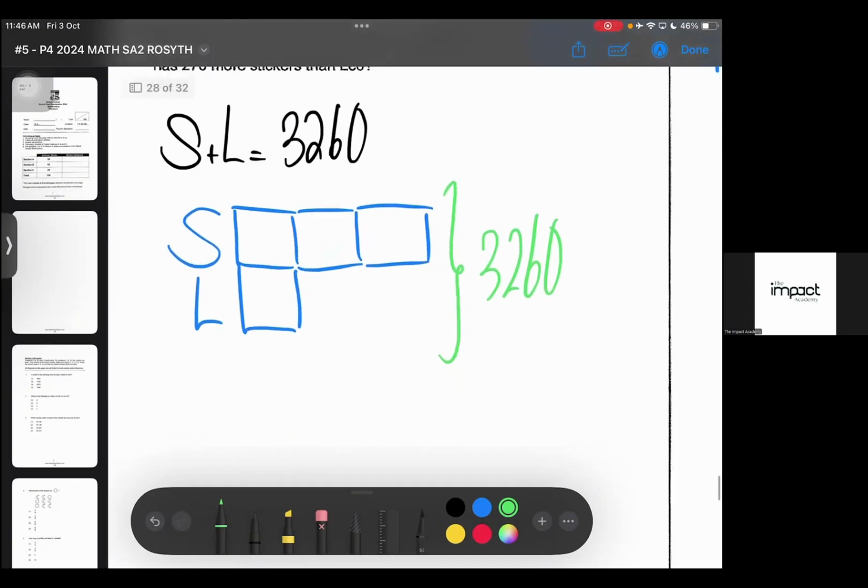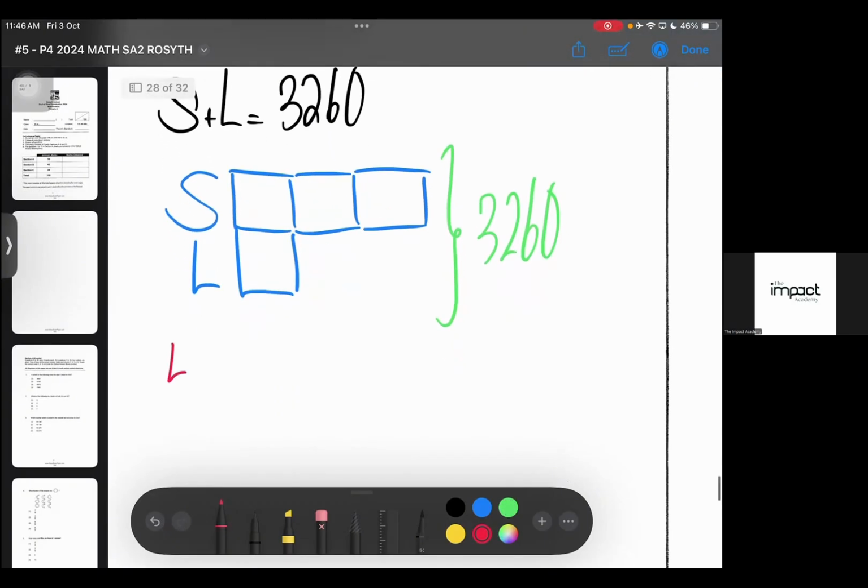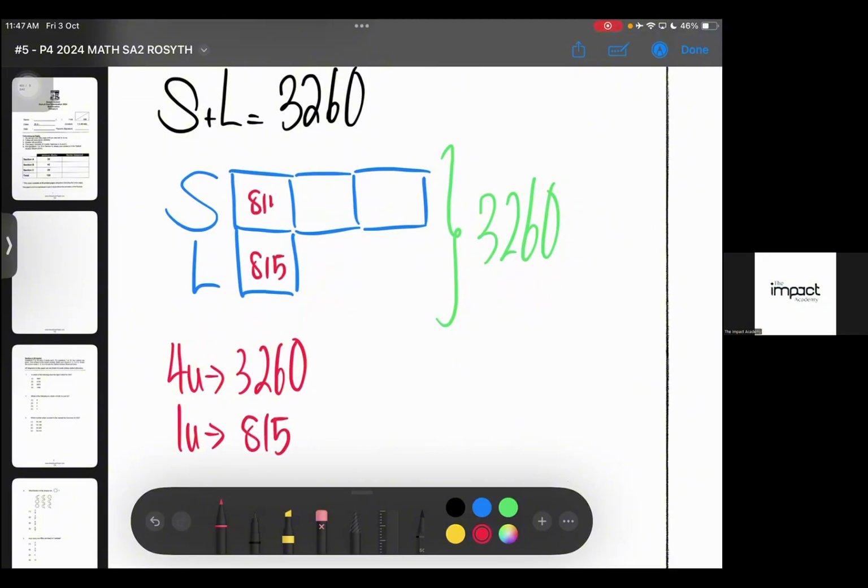Okay, of course, once you get this, what happens? You know that 4 units is going to be 3,260. You want to find 1 unit first, which is 3,260 divided by 4. We get 815. This is 815, 815, 815. Numbers on the outside or numbers on the inside? Outside, very good. So we are going to shift it. You have 815 over here, over here, over here, and another 815 over here.